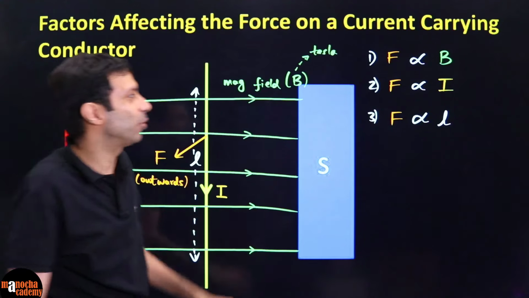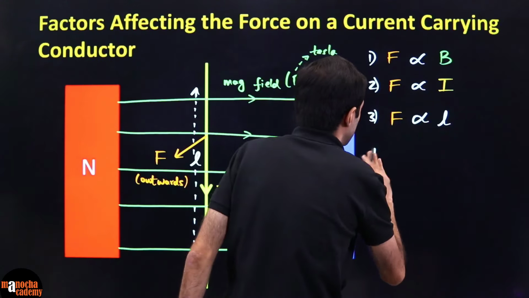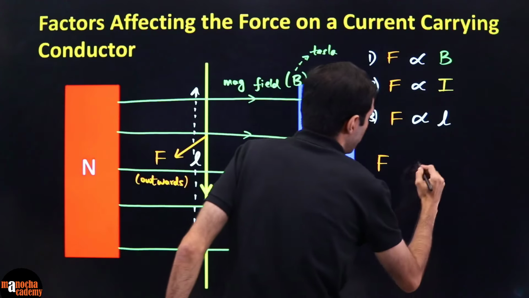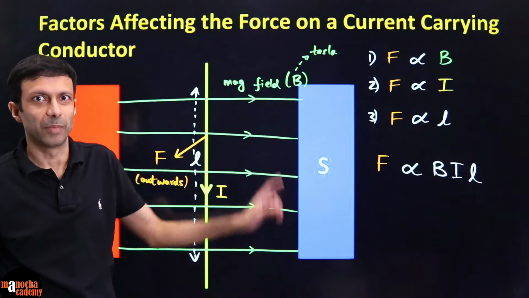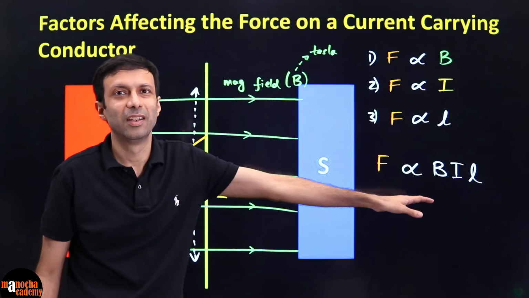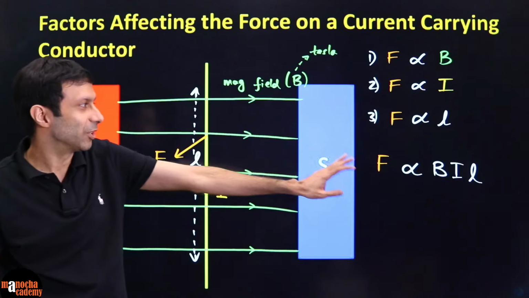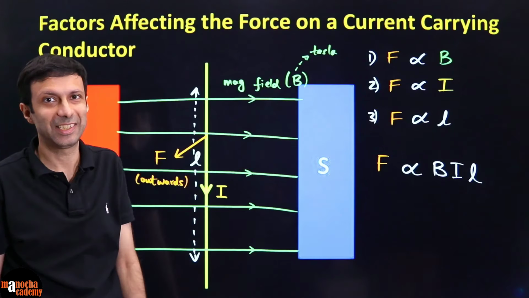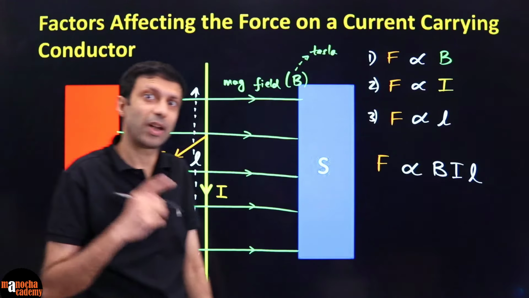And if you combine them, you can easily remember them as force is directly proportional to BIL: magnetic field strength, current strength, and the length of the conductor placed in the magnetic field. So force is directly proportional to BIL. Easy to remember. But there's another factor also.